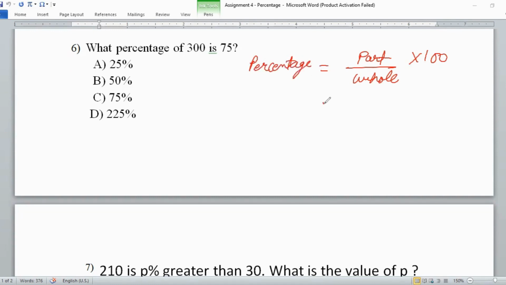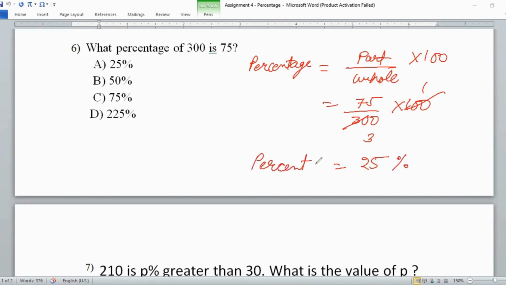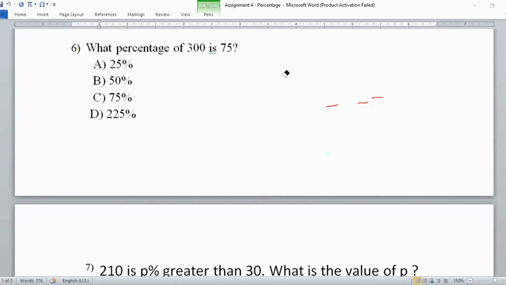So you will write 75 out of 300 multiplied by 100, and then you will cross cancel it, so you'll get 3. Then you divide 75 by 3, you will get 25. So 25%. We have an option given, which is option A. It is correct. It was a very easy question. You just cross check it and note down if you need any help. Now we are going to check the other question. This is question number 7 here.